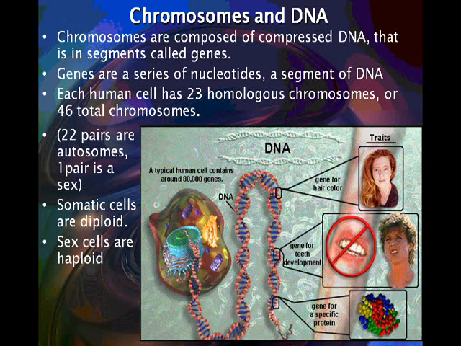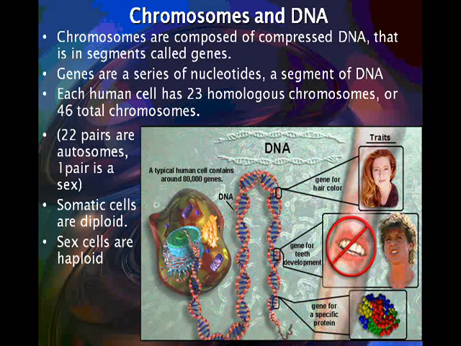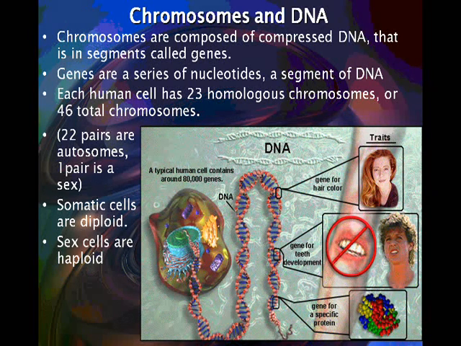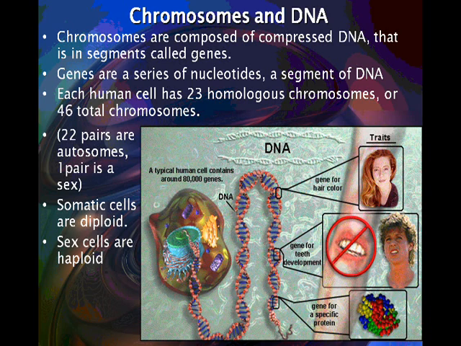Each human cell contains 23 homologous chromosomes, or 46 total. So those 23 homologous chromosomes are paired up with 23 other chromosomes that are the same chromosome, but with possibly different genes on it, or different alleles in the same gene. So we have 22 pairs of autosomes. Autosomes are chromosomes that are not sex chromosomes, and 1 pair of sex chromosomes, either XX if you're female, or XY if you are male.